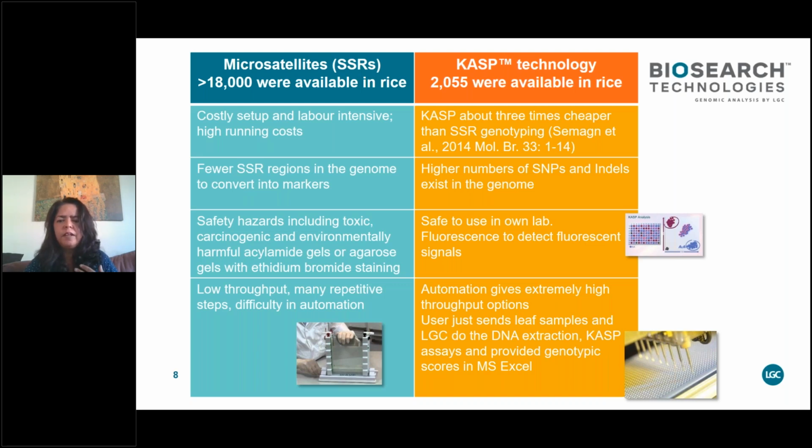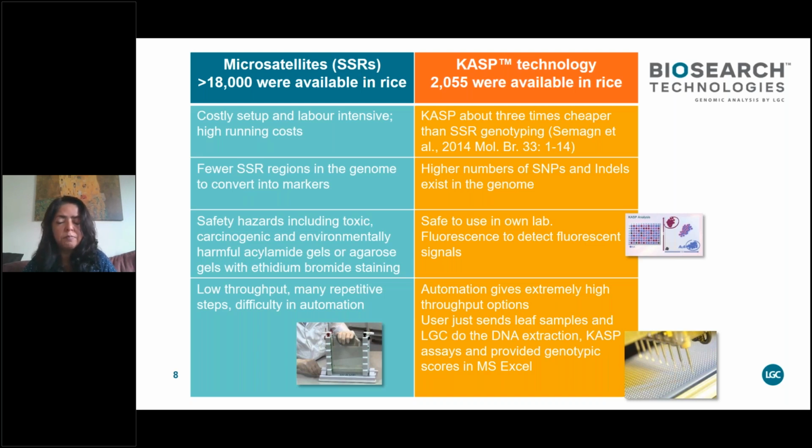And the throughput for SSRs, of course, is very, very low. We're generally running things on gels. Whereas when we look at the KASP technology, this is an ultra high throughput system, and that's why this was chosen in particular for the targets in this project.